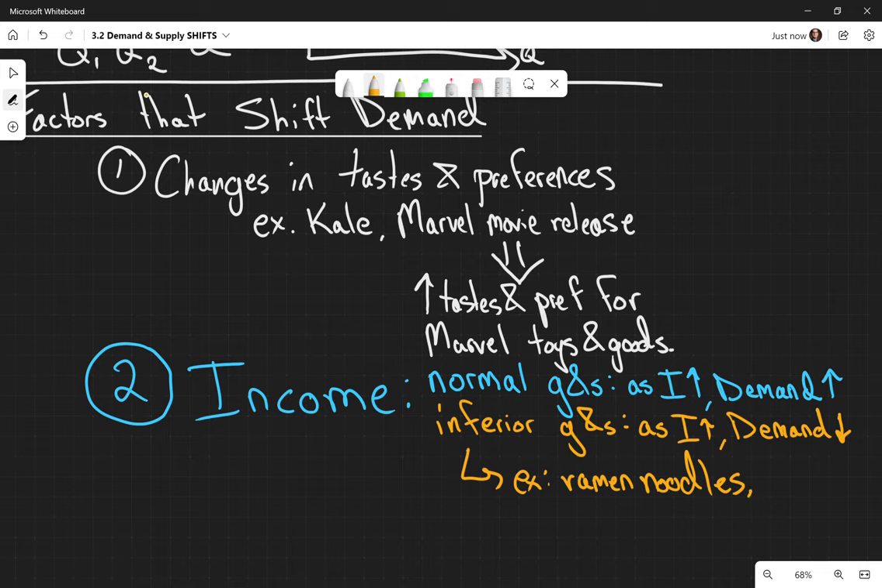The other thing to think about is one-ply toilet paper, right? If you can afford to get better toilet paper, you're going to get better toilet paper, right? So as your income increases, your demand for this particular good, the one-ply toilet paper, is going to decrease. Some other examples of inferior goods would be bus rides. As your income increases, if you live in a city, you may go from taking the bus every day to getting a car and commuting that way.